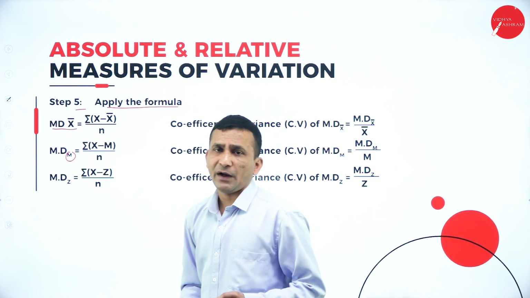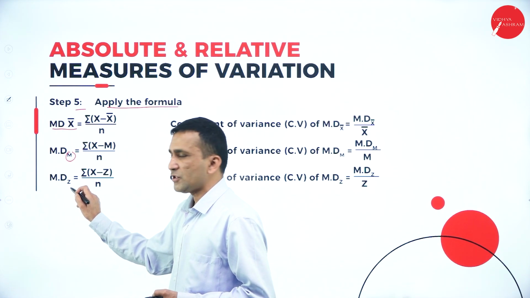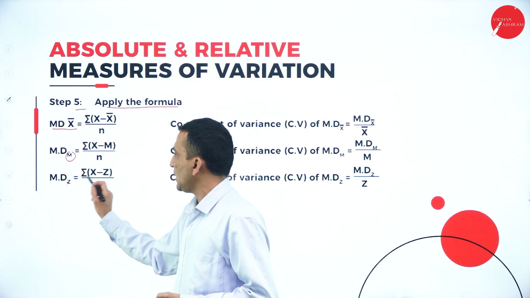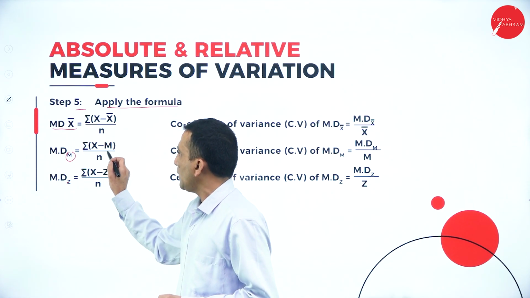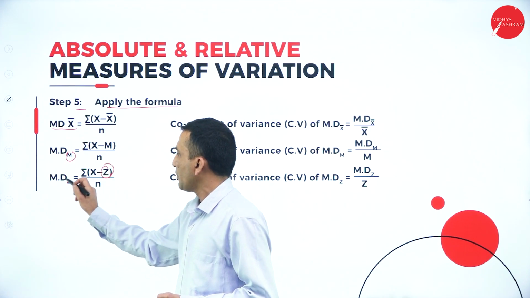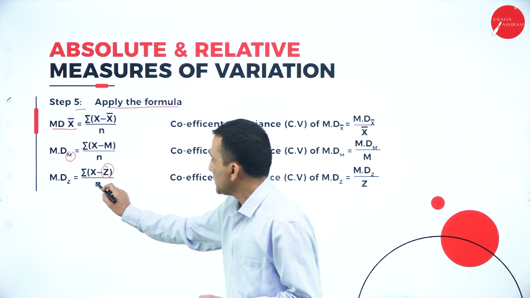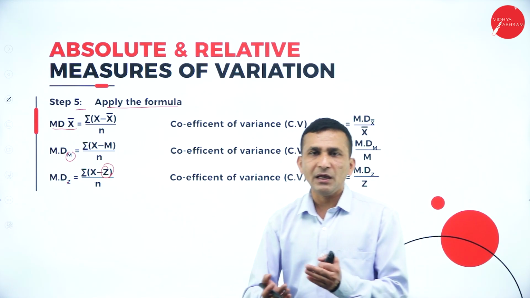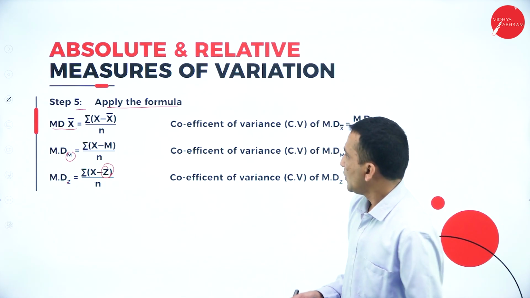If they are asking to find out with the help of mode, mean deviation of mode, sigma |X minus mode|, because they're asking for mode. So instead of writing mean or median, we are writing mode, because they're asking to do it on mode basis. Okay, so all are averages, right? That's what average means: mean, median, mode. Always you have to remember.